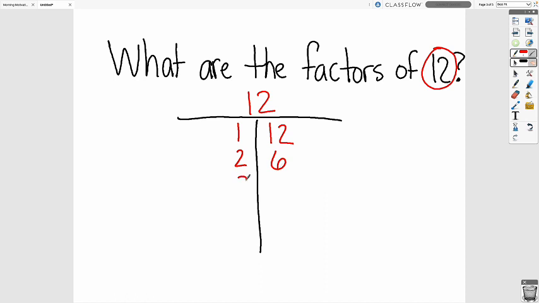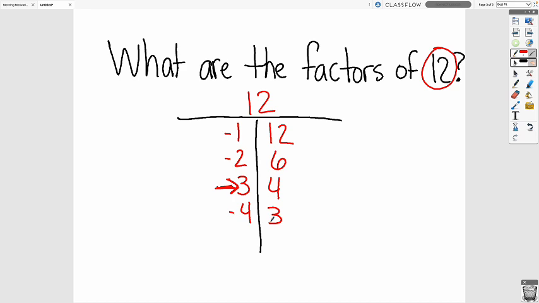And let's go in order. So notice how I did 1, 2, 3. Is there 3 times anything that equals 12? Yeah, 3 times 4 equals 12. Then I am going to go to the number 4. Does 4 times anything equal 12? Well, guess what? We just said 3 times 4 equals 12. So wouldn't 4 times 3 equal 12?